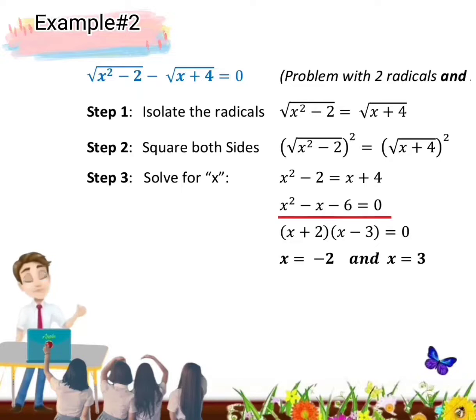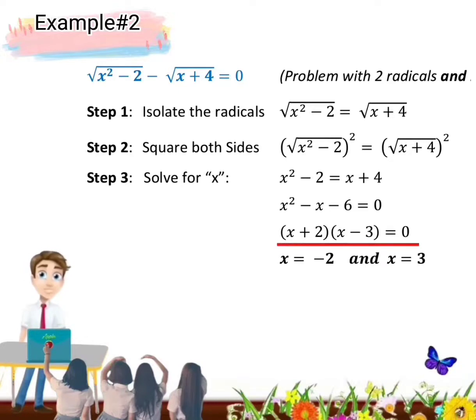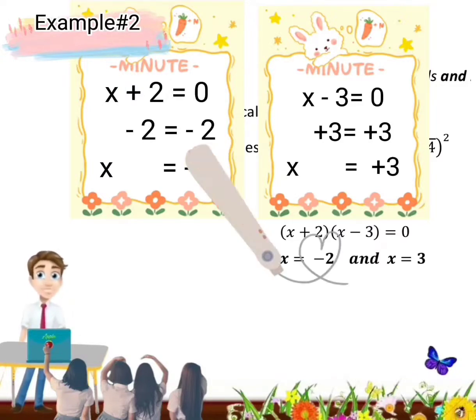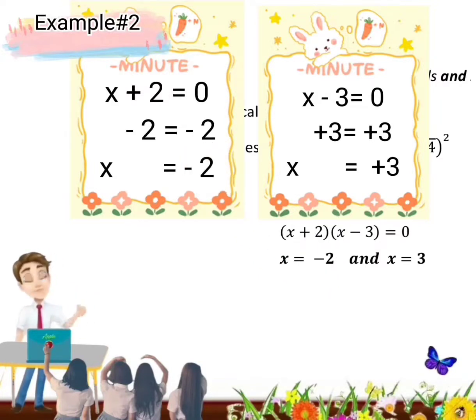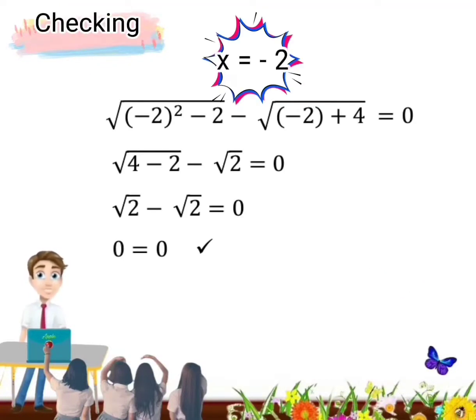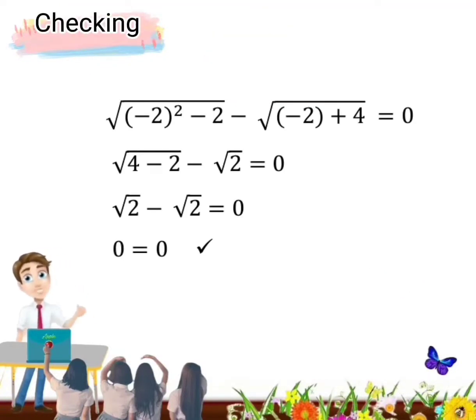The factor of x squared minus x minus 6 equals 0 is the quantity x plus 2 times the quantity x minus 3 equals 0. And then by using the zero product property to finally solve for x, x is equal to negative 2, and for the other factor, x minus 3 equals 0, so therefore x is equivalent to positive 3. For the checking, we are going to use the value of x, which is negative 2.